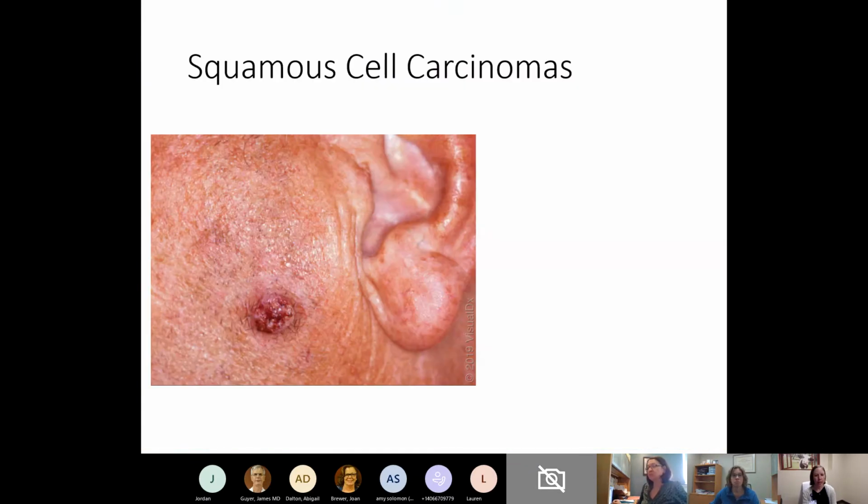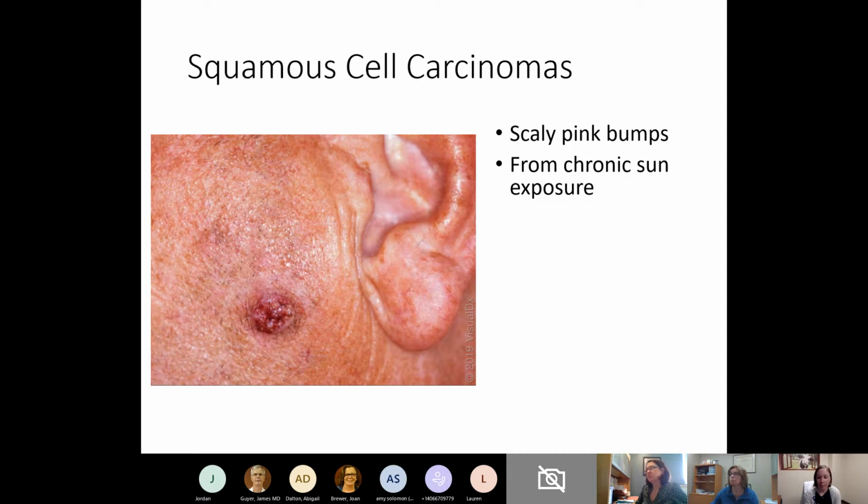All right. So now on to squamous cell skin cancers. They're the second most common kind of skin cancer, but they have higher mortality, so they're also very important. They're also pink, but they're scaly and rough. And they're from chronic sun exposure, so a lot of our patients who are farmers, ranchers, construction workers spend all day, every day out in the sun. They often really stay rough and they become painful.